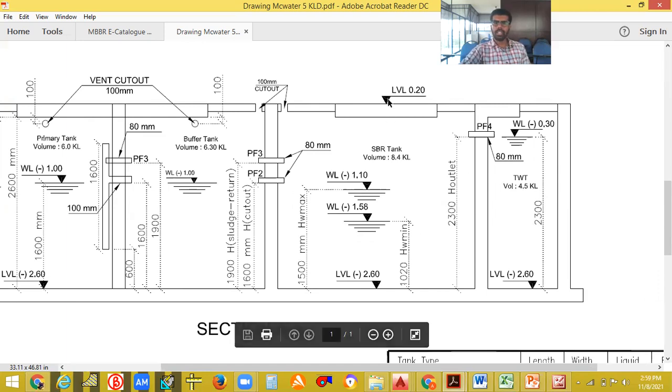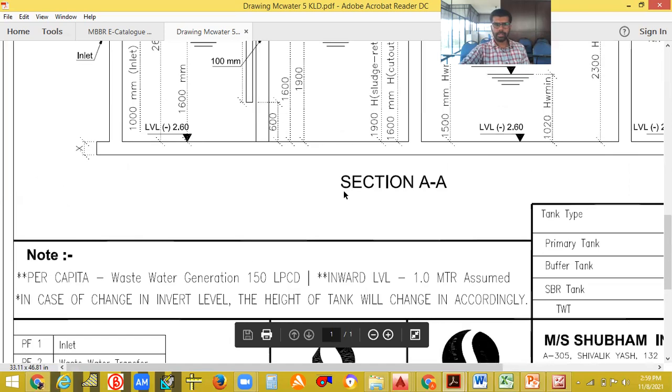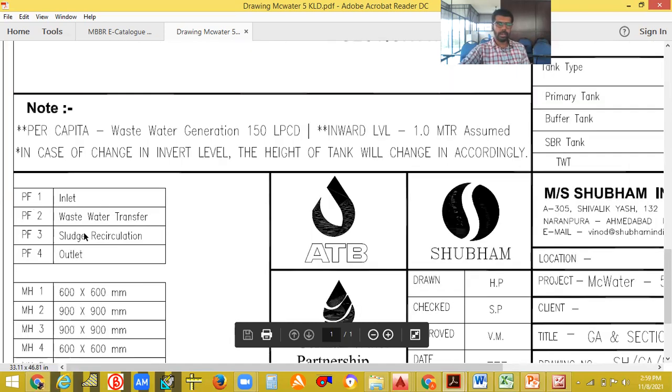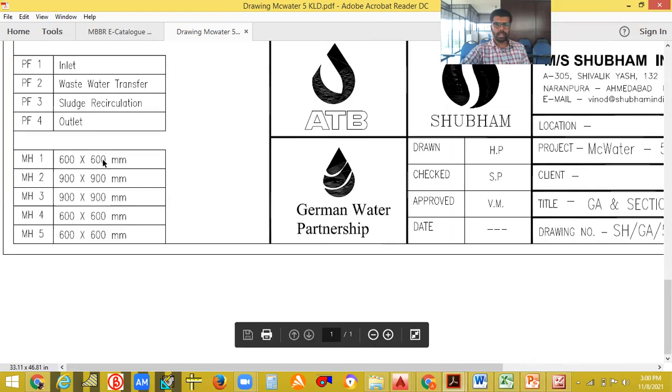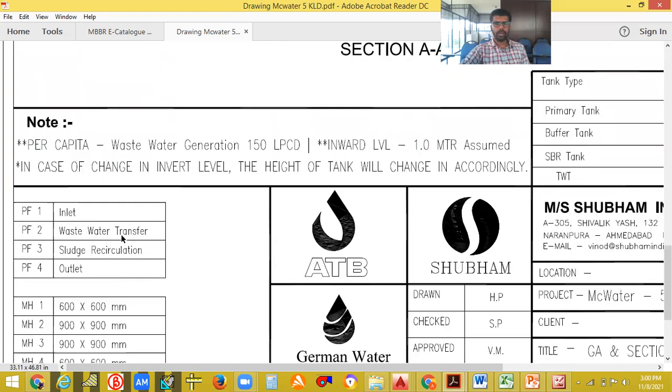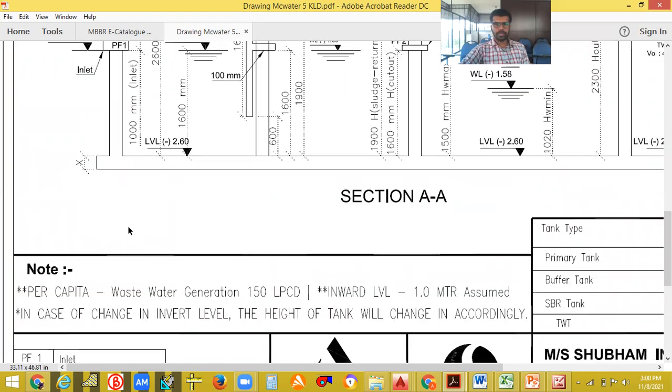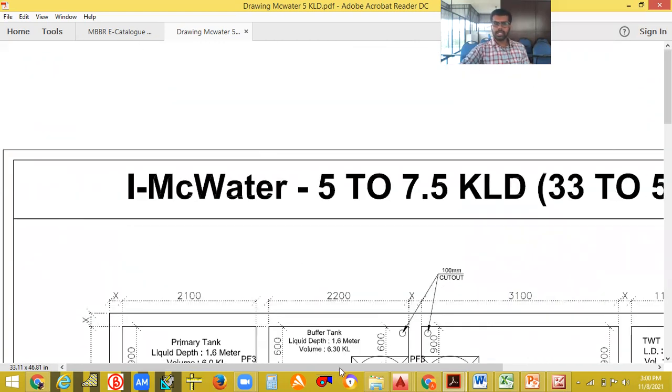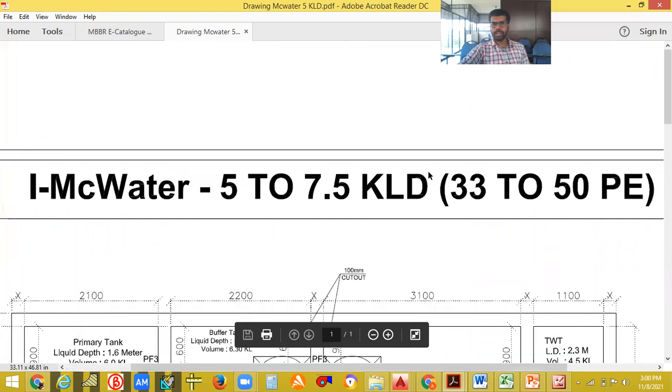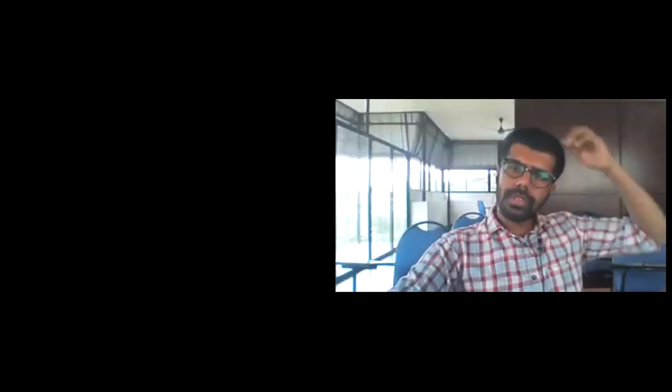All these invert levels, cutouts, pipe diameters, and how they set up everything are used. The inlet pipe, wastewater transfer, sludge recirculation pump are given here, and MH1 manhole with its dimensions is also given. This is a 5 to 7.5 KLD capacity plant. So this is the way we will be studying the sewage treatment plant.